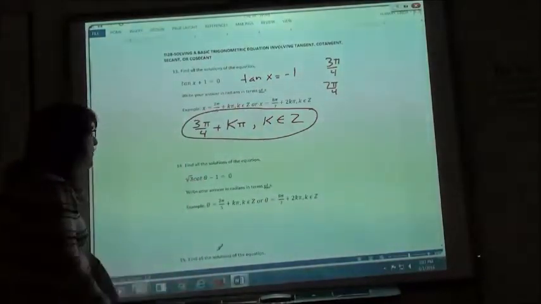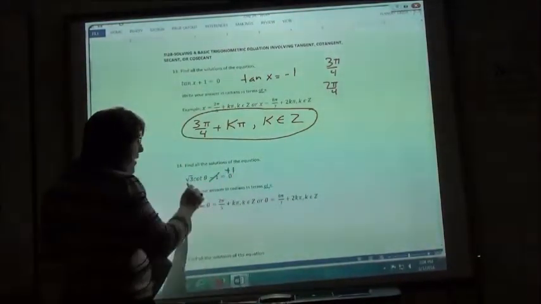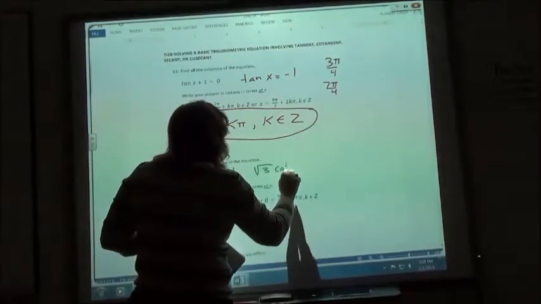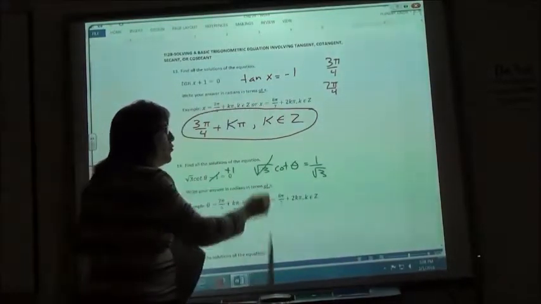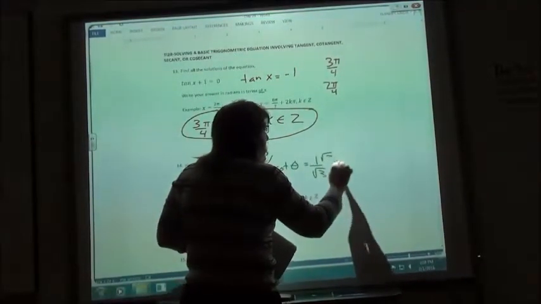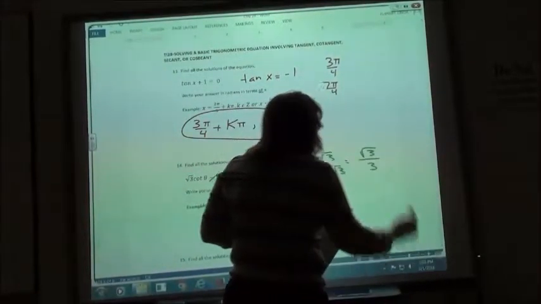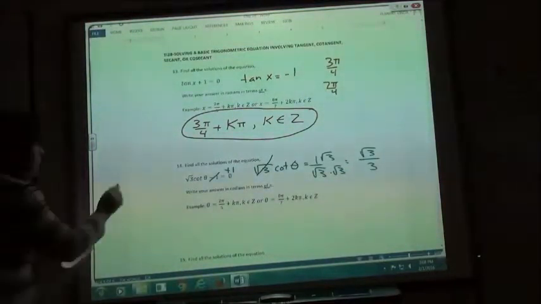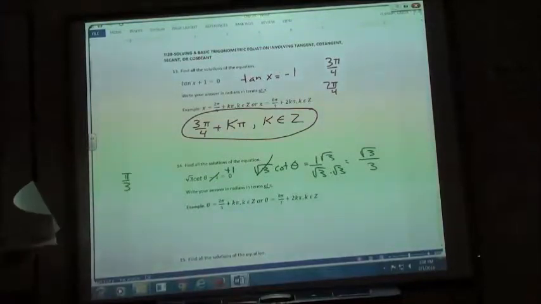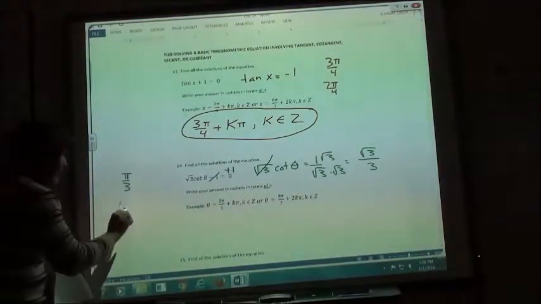On the next one, if we solve that one, first of all, we're going to add our 1. And so we're going to have the square root of 3 cotangent of theta equals 1. We're going to divide that by the square root of 3. We have to rationalize our denominator. And so we get square root of 3 over 3. So we're looking for where the cotangent of theta is equal to square root of 3 over 3. I've got to find my table again. Keep losing it. Cotangent, last column, square root of 3 over 3 is at pi over 3 and 4 pi over 3.